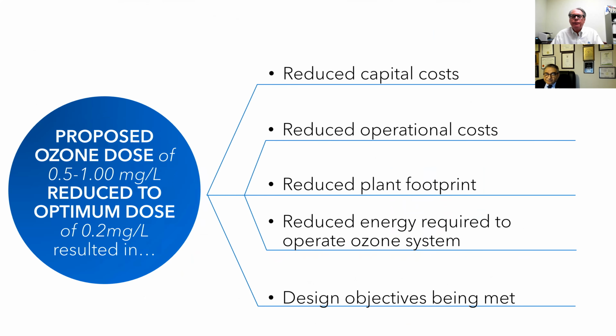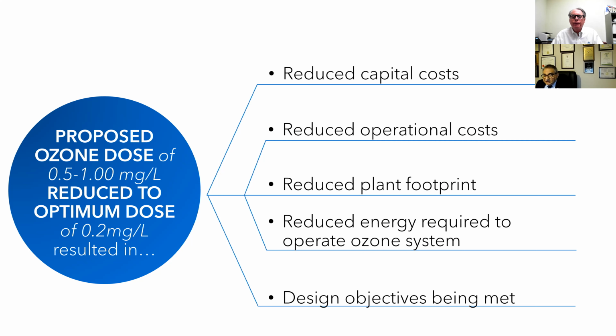That achievement of reducing the proposed ozone dose from 0.5 to 1 milligram per liter down to 0.2 milligram per liter results in a reduction of capital cost if anyone wants to build a plant for the same purpose. So you reduce the capital cost to buy the ozone system and also reduce the operational cost because you're producing ozone at less than half the concentration we originally were planning to do.